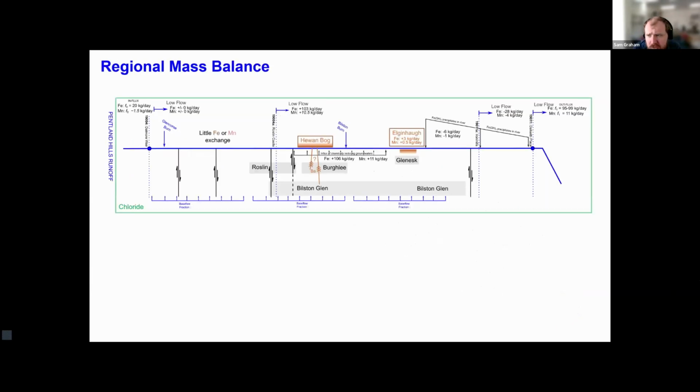On a regional scale, this is a summary. What we had initially done was conduct a regional mass balance on mining related pollutants, things like iron and manganese across the coalfields, to work out where they are currently entering the system. This was using historic SEPA data. The take home is this is at low flow conditions, so 95 percent exceedance probability. We find that from the headwaters, you've got about 20 kilograms of iron coming into the top of the catchment at the first gauging point.